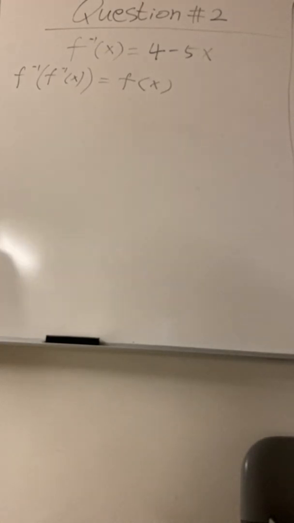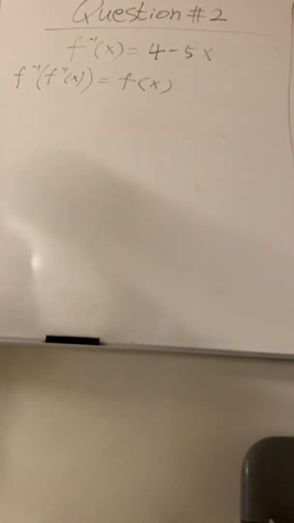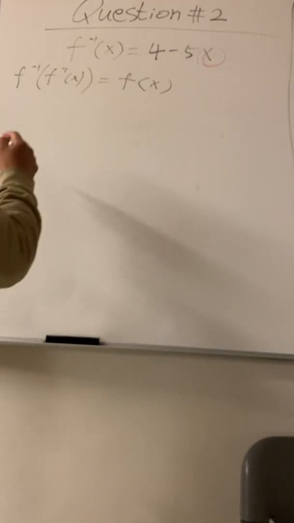And inverse is really treating the input of the function as the output and the output of the function as the input. So we're going to isolate x, making that our output. Okay. So how do we isolate x? Let's first switch f inverse of x and x.